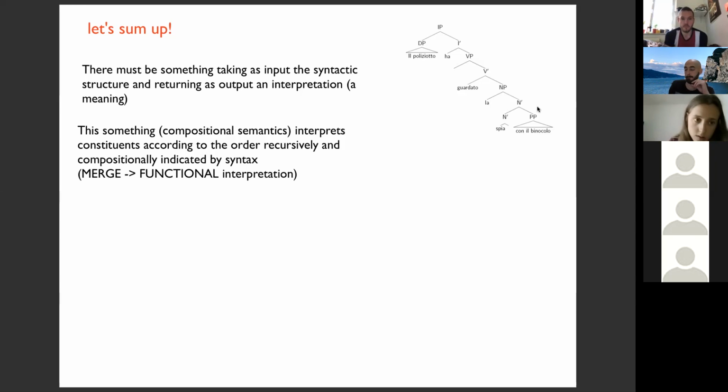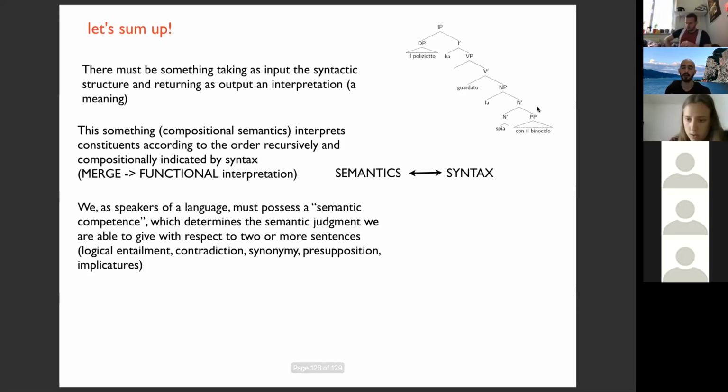When you combine a determiner with a noun, when you have "the owl," you create a syntactic object, which is a DP, but you also combine the meaning of "the" and the meaning of "owl." So you have a very tight correspondence between your semantics and your syntax. And we, as speakers of a language, must possess a semantic competence which determines the semantic judgments we are able to give with respect to two or more sentences.